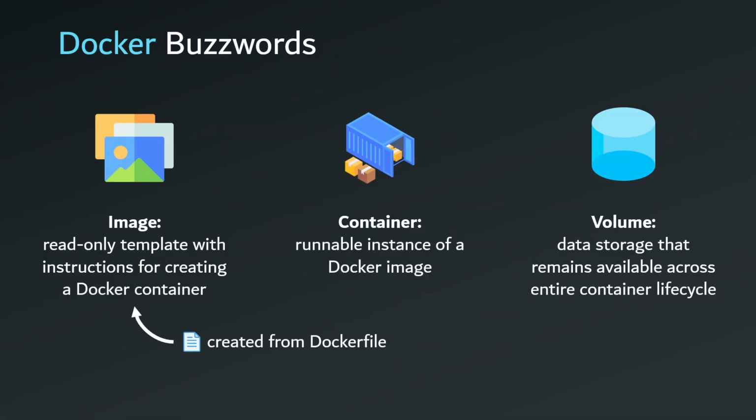An image is a read-only template with instructions for creating a Docker container, and it is created from a Dockerfile that we will see in a moment. The container is quite simply a runnable instance of the Docker image. And finally, volume is a data storage that remains available irrespective of the container lifecycle. So whatever you store in a volume is available whether the container is running or not.